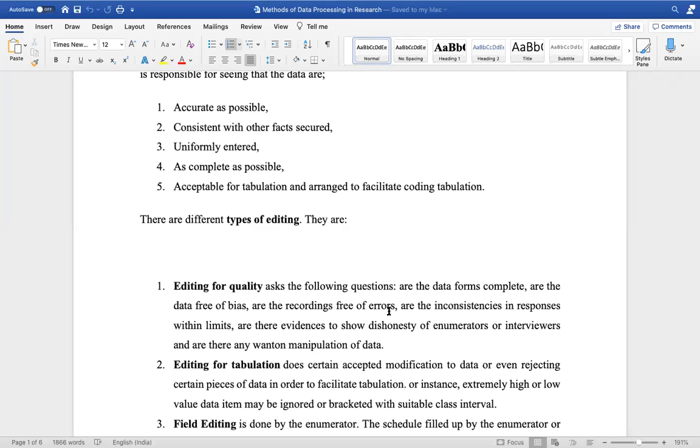And any kind of recordings are free from bias. In observation technique, we often use recording. Interviews, we often use recordings, right? They should be free from errors, and they should be free from bias, right? And any kind of inconsistencies in responses.